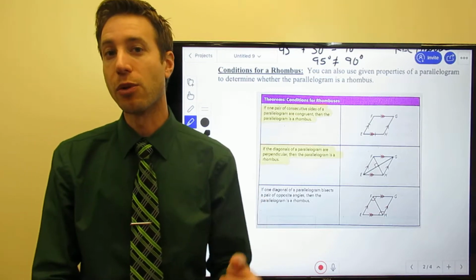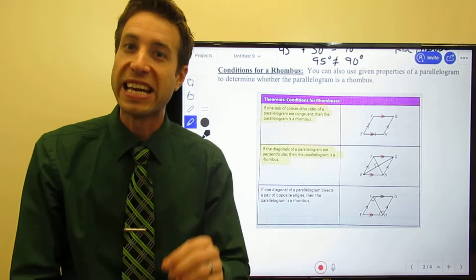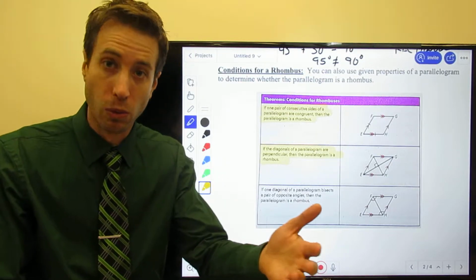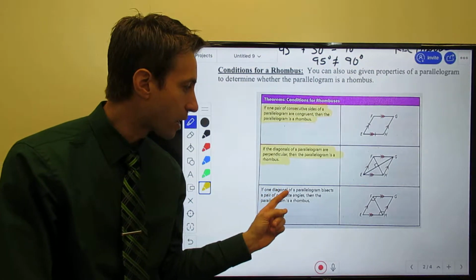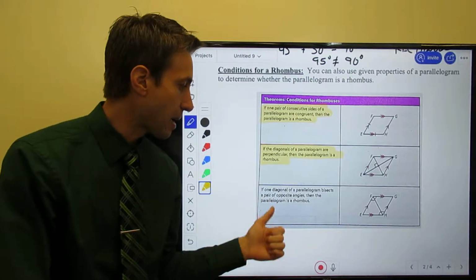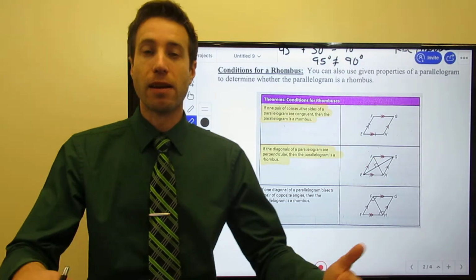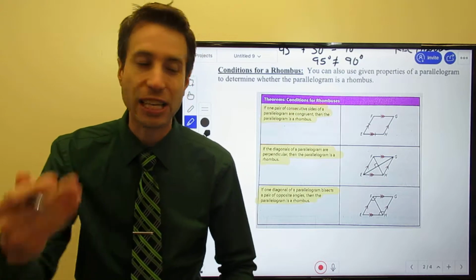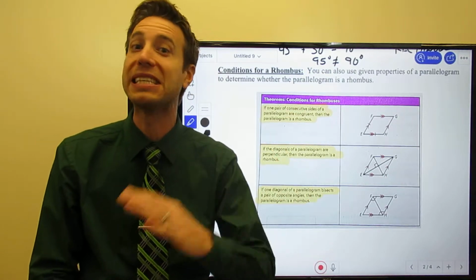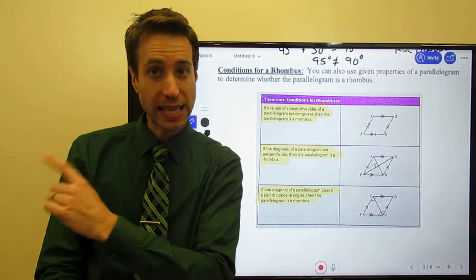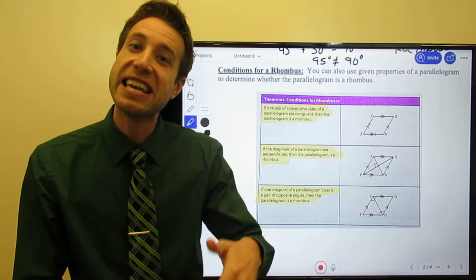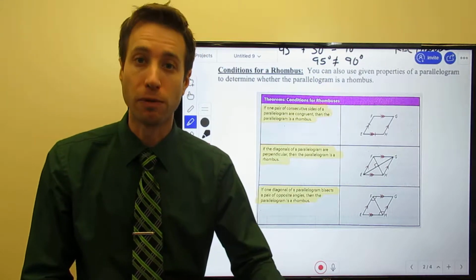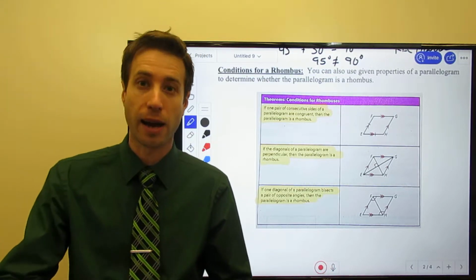And then of course, we know that one of our properties of rhombuses is that the diagonals bisect opposite angles. Well, that means then, if one diagonal of a parallelogram bisects a pair of opposite angles, then the parallelogram must be a rhombus. So hopefully you're beginning to see here exactly what it is we're doing. We're simply taking the properties of rectangles on the previous page of the notes and now taking the properties of rhombuses, and we're using those properties to prove that a figure is or is not a rhombus.